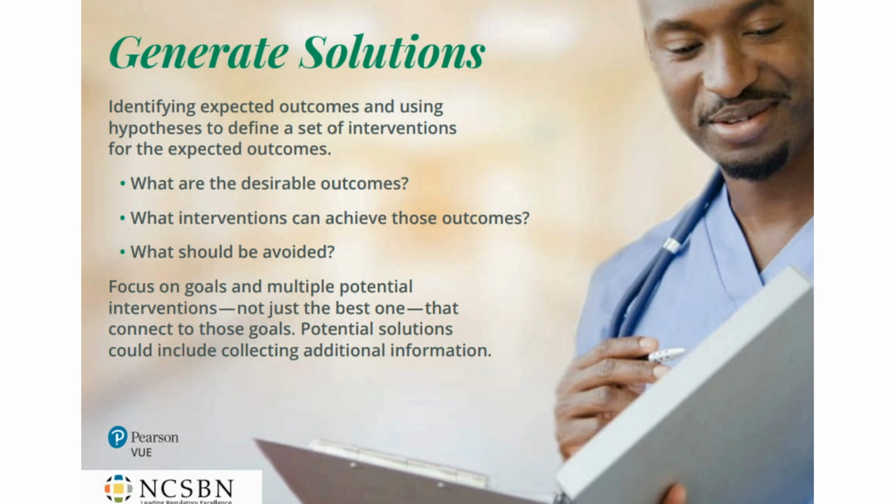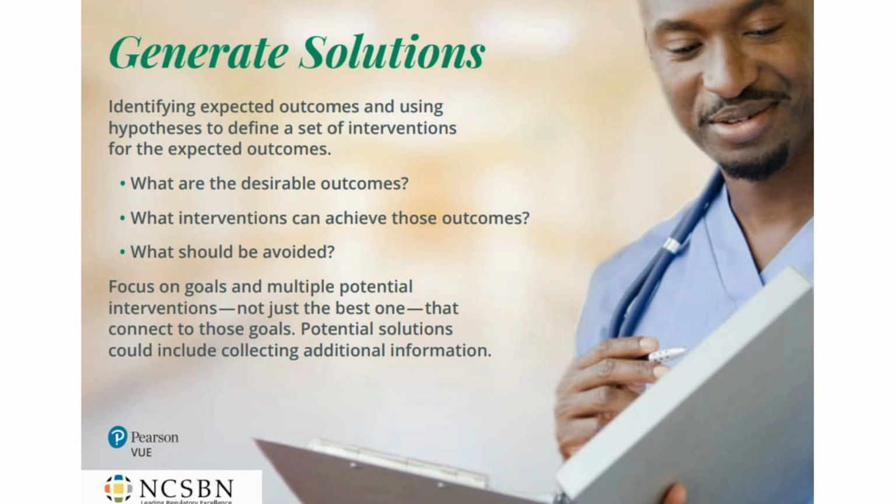All right, we're moving right along here. The fourth step in the clinical judgment measurement model, generate solutions, replaces planning in the nursing process model. Okay? Now, in planning, we identify expected outcomes and use the hypothesis to define a set of interventions for the expected outcome. We already know how to do this. We already know how to plan.